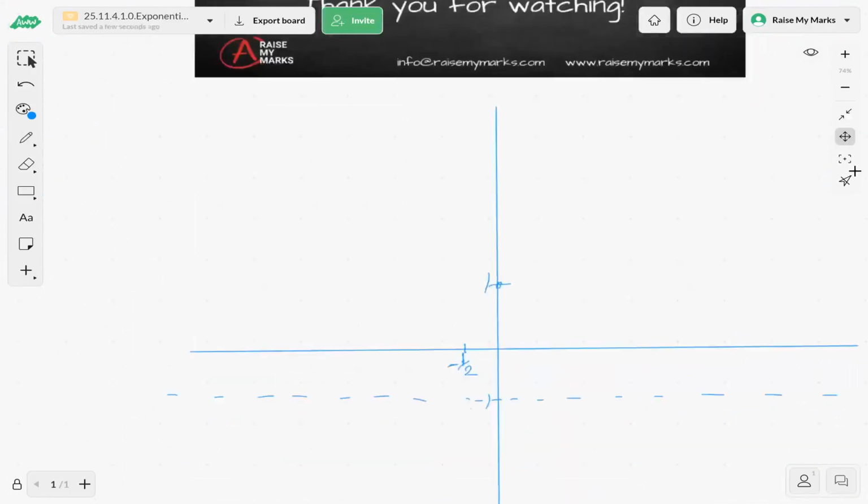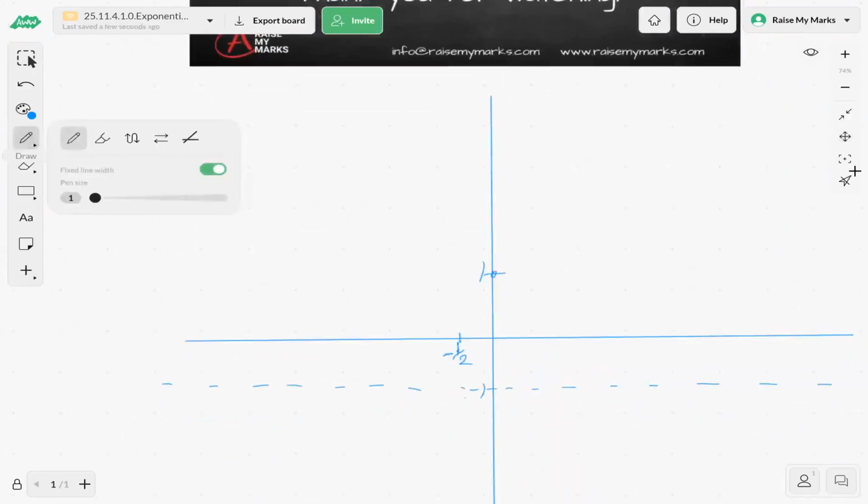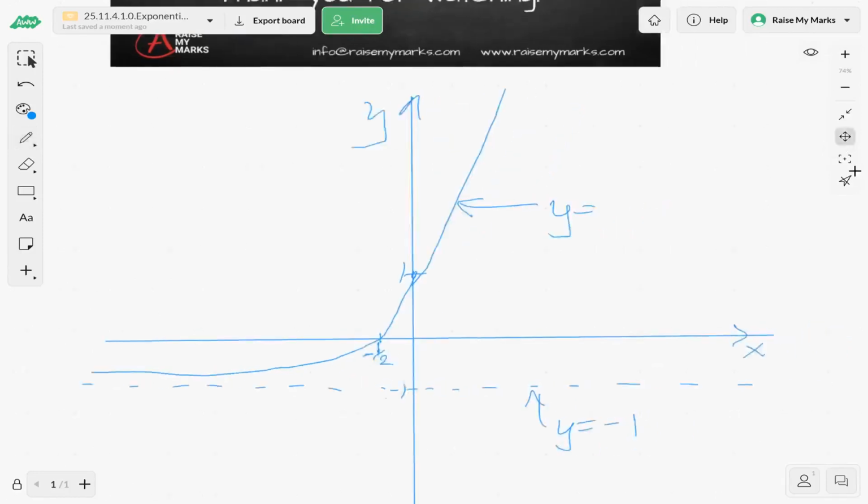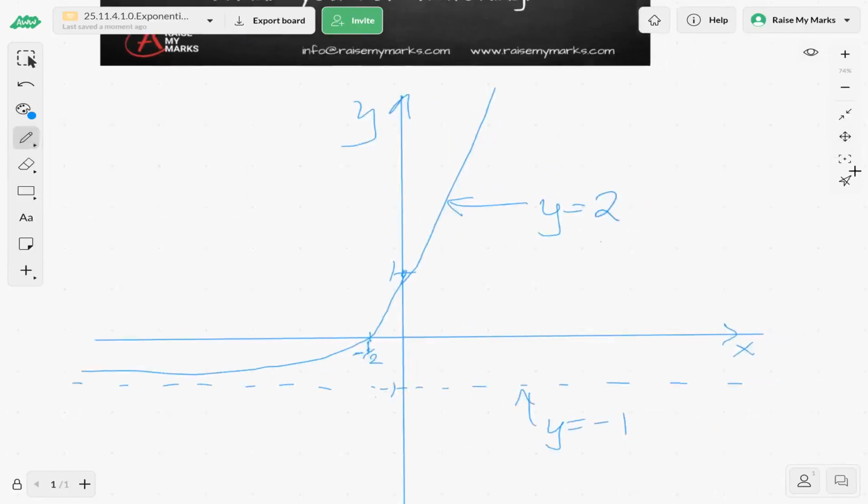So again, we have an exponential function. It's going to probably look something like this. This is our horizontal asymptote. And this is a sketch of our function, y equals 2 times 4 raised to the power x minus 1. A little rough, but it's a general idea.